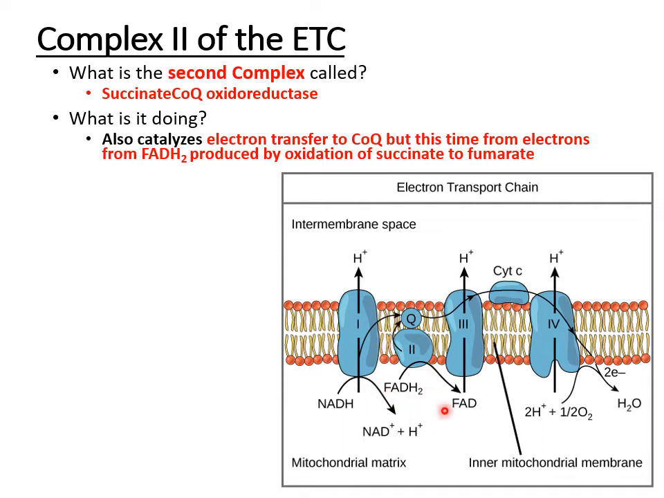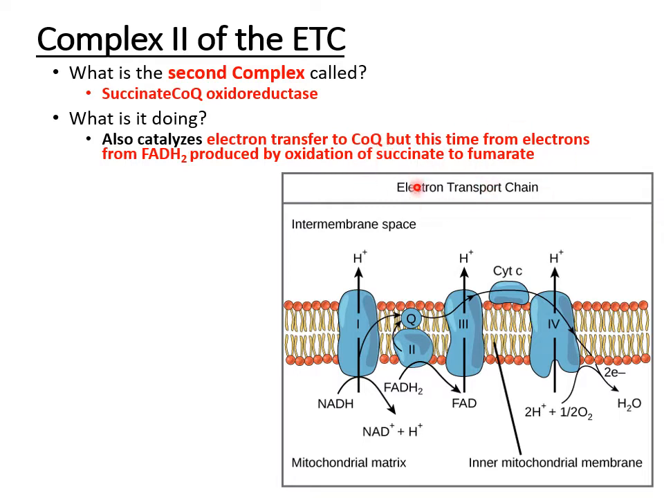Then we get to complex number 2, and complex number 2 is called succinate CoQ oxidoreductase. Make sure you recognize what each of the complexes are called. This oxidoreductase complex is basically doing the same thing that the first one is, in that it's transferring electrons to CoQ, but instead of transferring from NADH the way the first one is, the second one is transferring electrons from FADH2 that have been produced by the oxidation of succinate to fumarate.